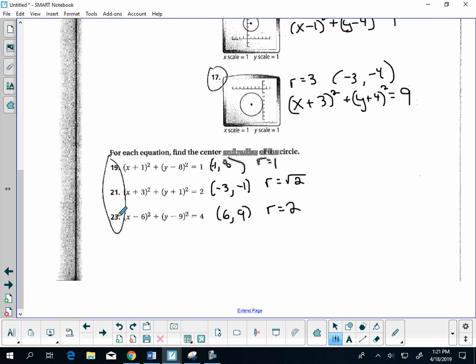For 19, 21, and 23, you just needed to find the center. Again, be careful of your signs because it's x minus h, y minus k. What you're technically doing is setting those parentheses equal to 0 and solving. So it's -1, 8, radius is 1. I know in class this kind of threw people off that it wasn't a perfect square. That's okay. You just take the square root. -3, -1, your radius is radical 2, which would be approximately 1.4. Number 23, your center is 6, 9, and your radius is 2.